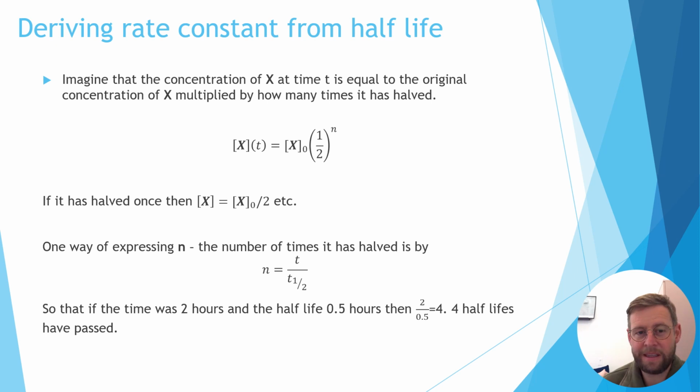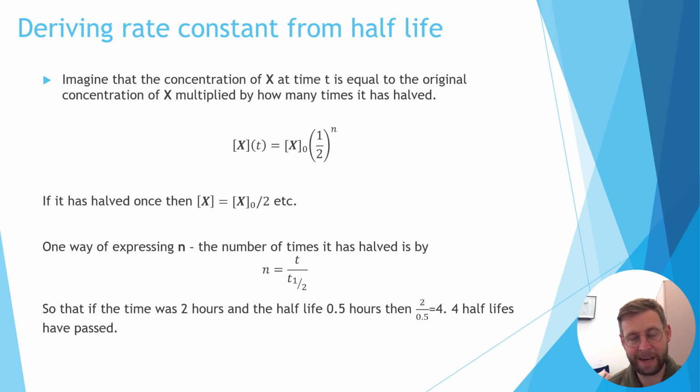So we start off with this slightly scary formula, but it's not really that scary. It just talks about how the concentration at a particular time, which is like in brackets X, in curly brackets t, relates to the original concentration of X. That's X subscript 0. And the way we do that is we multiply it just by how many times it has halved. So if it's halved once, then what we would find is that the new concentration should be half the original. If it's halved twice, so that's half to the power of 2, it's halved, and then halved again, then it's going to be a quarter of the original.